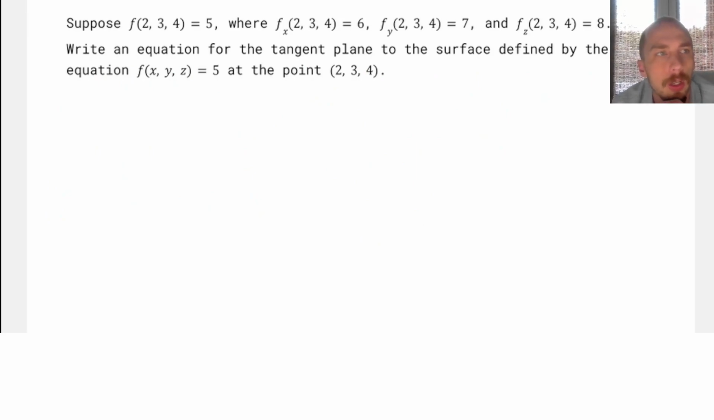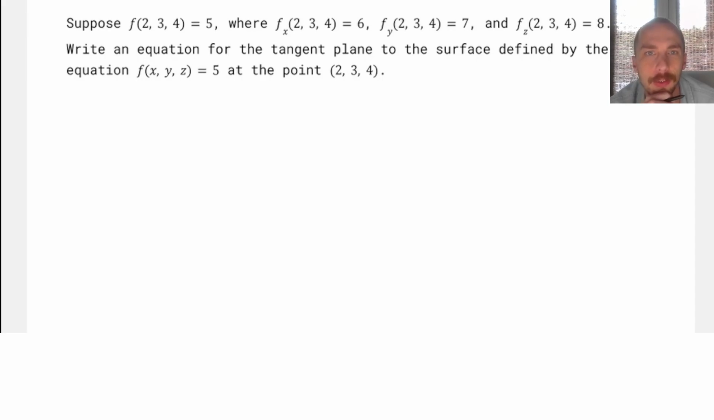All right, now here we've got basically a table problem. It's not written as a table, but it's just giving you data. Write an equation for the tangent plane to the surface defined by the equation f of x, y, and z equals 5 at the point 2, 3, and 4. Oh, yes, I remember this. This is a function that takes in 3 variables and gives you back a fourth.